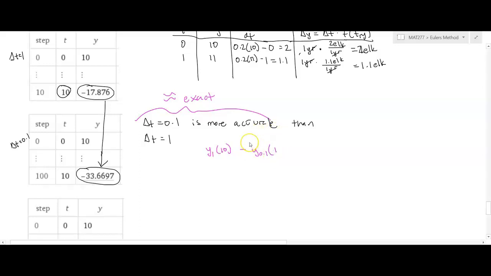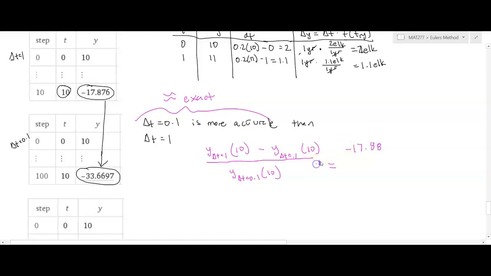You know what? Maybe I should be a little bit more cautious here. Let's do delta t equals 1 at time 10 minus the y value for delta t equals 0.1 at time 10. And then divided by the more exact of the two values, which is the y value for delta t equals 0.1 at time 10. So that's going to give me y for delta t equals 1 at time 10 is negative 17.87 or 88.